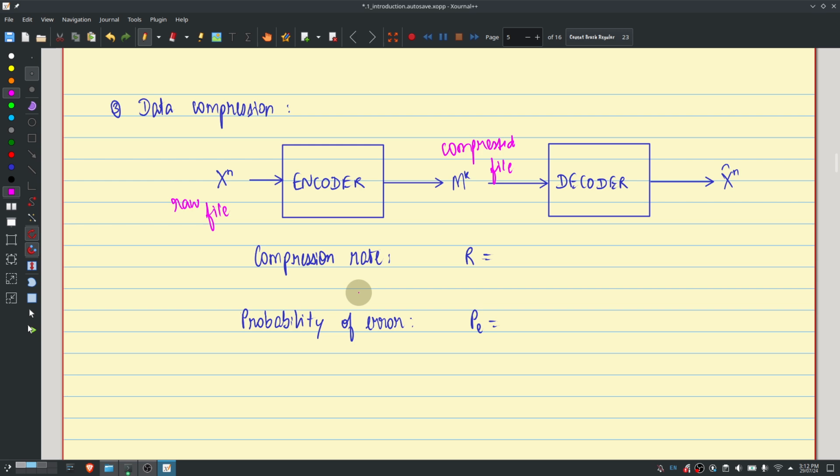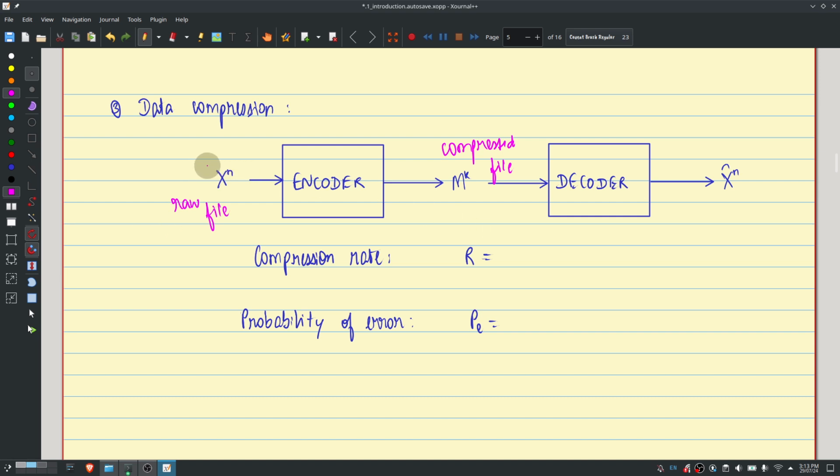So the goal is to somehow be able to design a compression scheme or a compressor and a decompressor, sometimes called an encoder and a decoder, such that the size of the compressed file is as small as possible, but at the same time you can reconstruct the raw file. So what you get from the decompressor is equal to the raw file, but maybe with some probability you are allowed to go wrong.